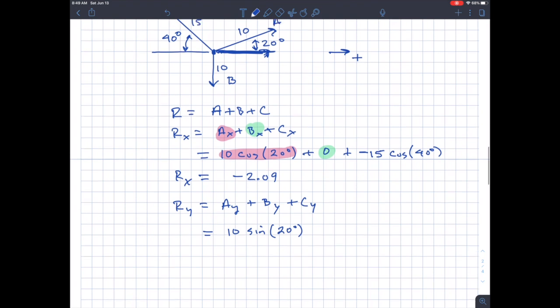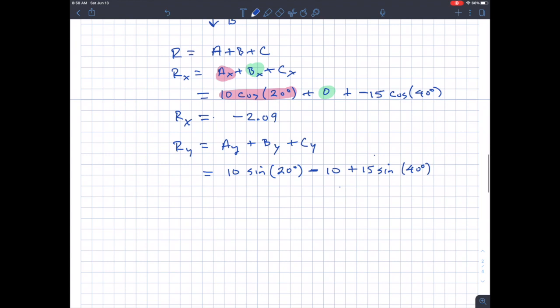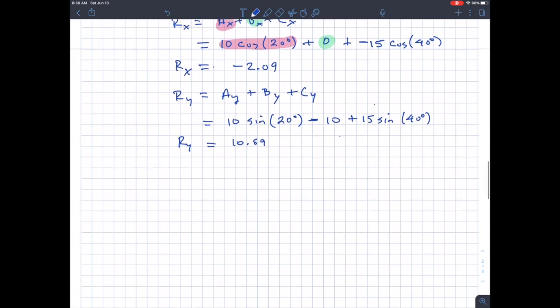And then the B component is pointed down, so it would need a minus sign, minus 10. And there's no x component; we can tell that by inspection. Then the C component is pointed up, so that would be a plus 15 sine of 40 degrees. You should calculate that on your calculator, and in Matlab, verify that our Ry is 10.59, and that's the y component.